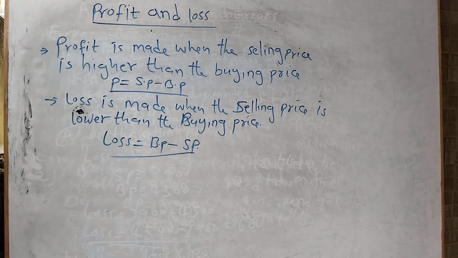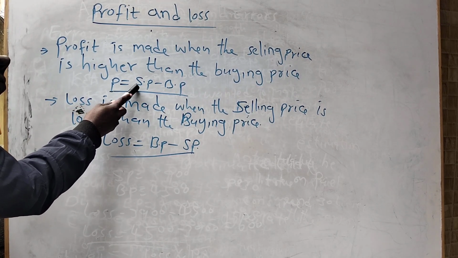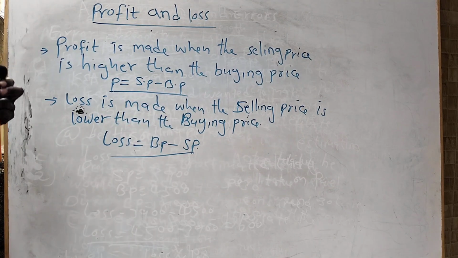Profit is made when the selling price is higher than the buying price. When you buy something to go and sell, you buy at a price and you go and sell to make a profit. So when you sell at a higher price than what you bought, the difference between that selling price and the buying price is what we call the profit. And this is the formula of finding the profit. Profit is selling price minus buying price.